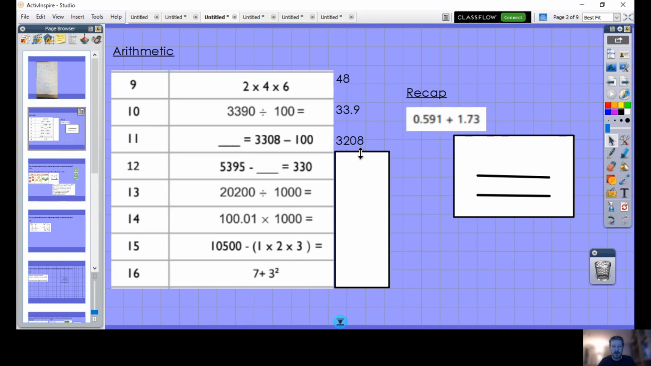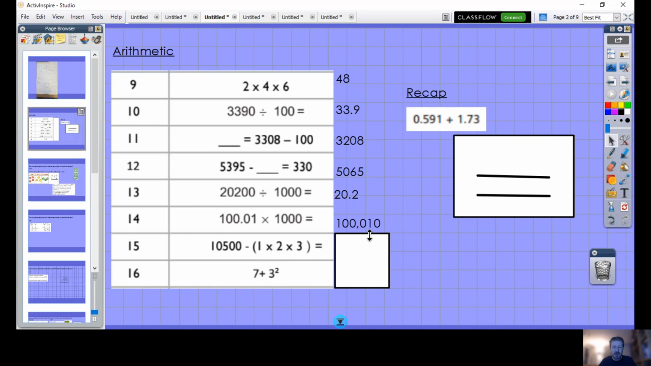5,395 take away something is 330, so I need to subtract those two numbers to be able to find the missing number, which would be 5,065. 20,200 divided by 1,000, all the digits move 3 places to the right, so we end up with 20.2. 100.01 times 1,000, all the digits move 3 places to the left, so you end up with 100,010.